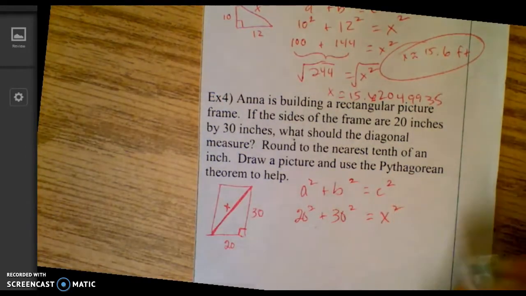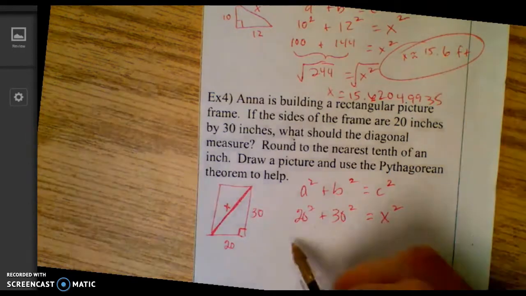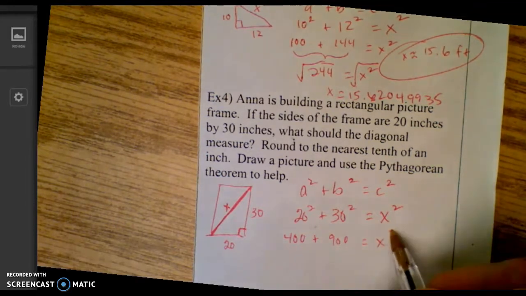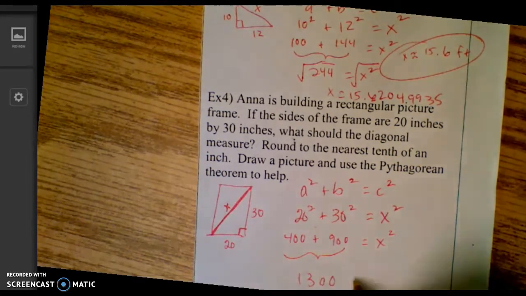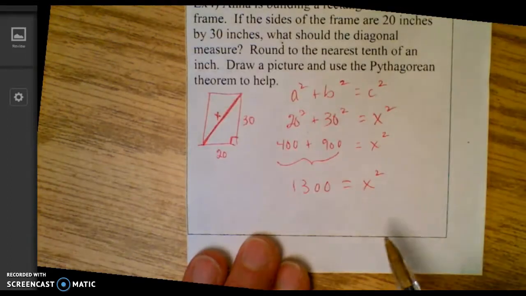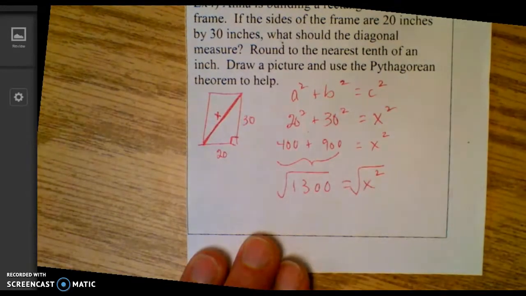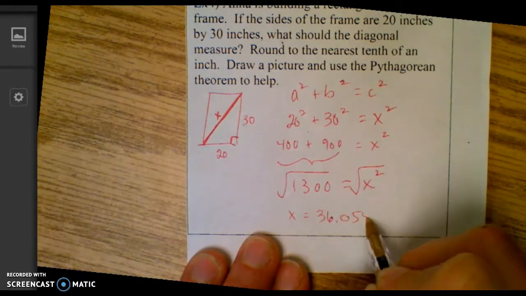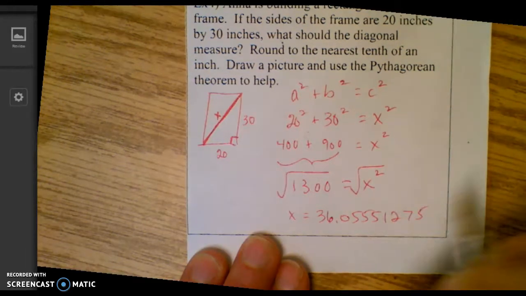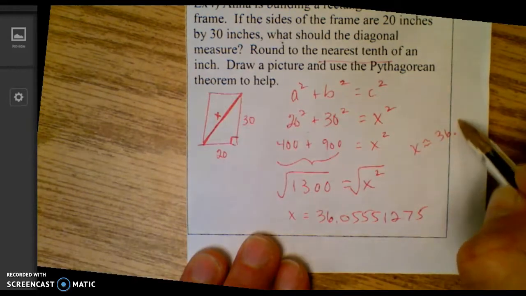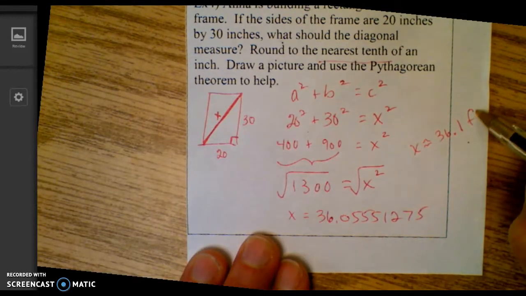We're missing our hypotenuse. So simplifying, we have 20 squared, we have 30 squared, and we're going to combine them together so that we can solve. 1300 is x squared, so remember to solve for an x squared problem, we use the opposite and we square root. Square root of 1300 is 36.05551275, and it said round to the nearest tenth, so we're going to say it's about 36.1, and these are inches.